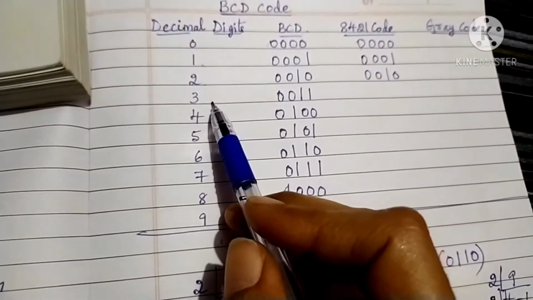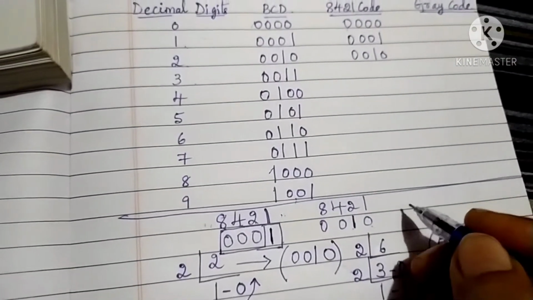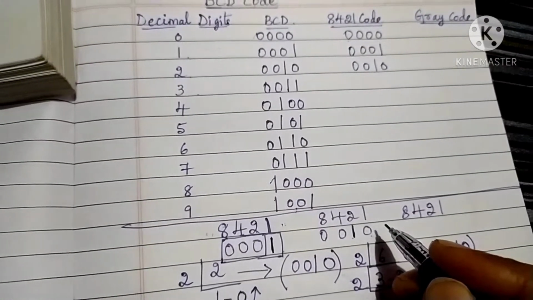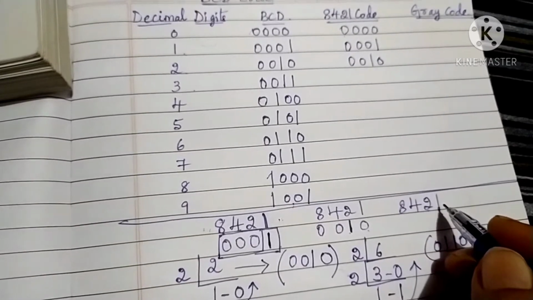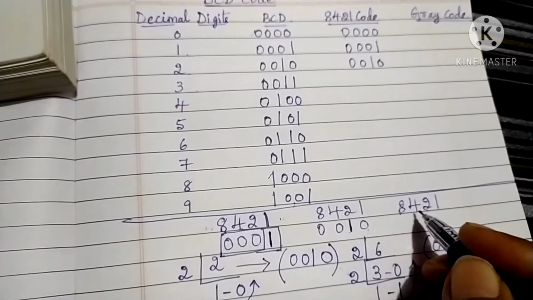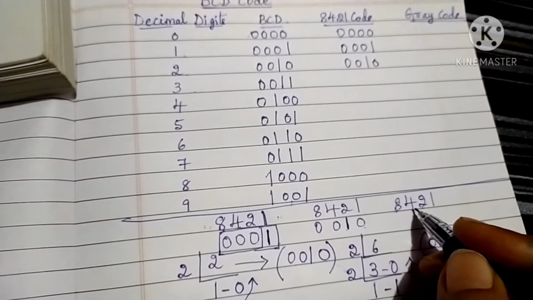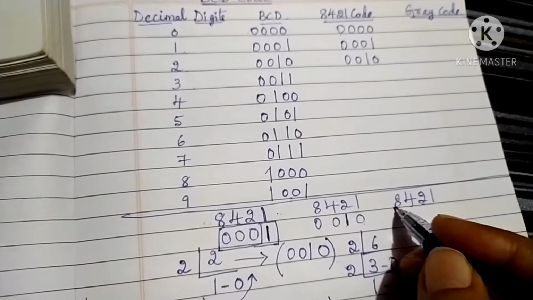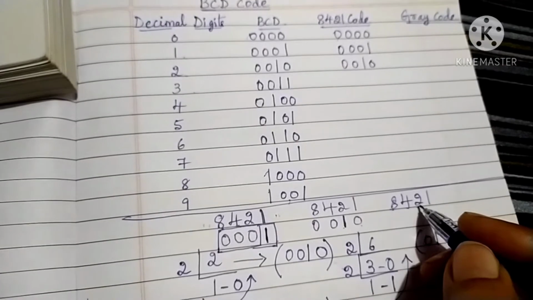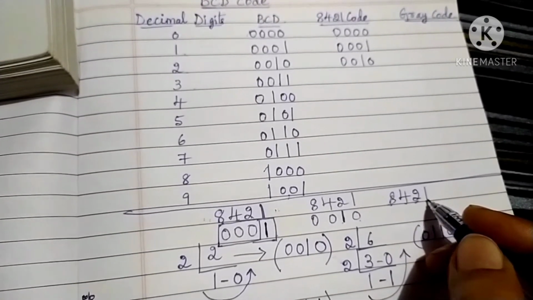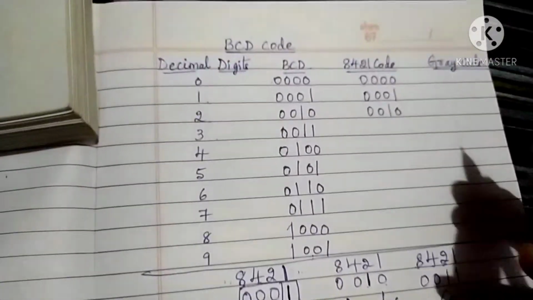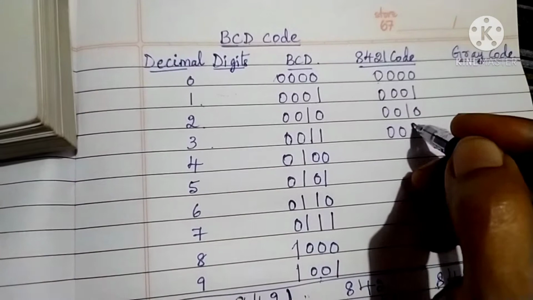For decimal number 3, here we do not have decimal number 3. So since we do not have 3, add the numbers from which you are going to get the number 3. If I add these two, I will get 12. If I add these two, I will get 6. These two numbers would give me the result 10. If I add these two numbers, I am going to get 3. So highlight these two and make the remaining things 0. So the answer is 0011.